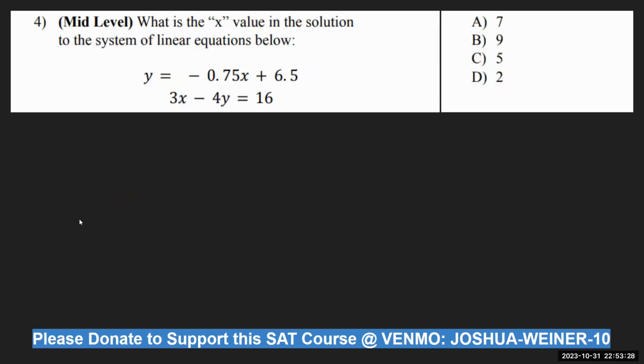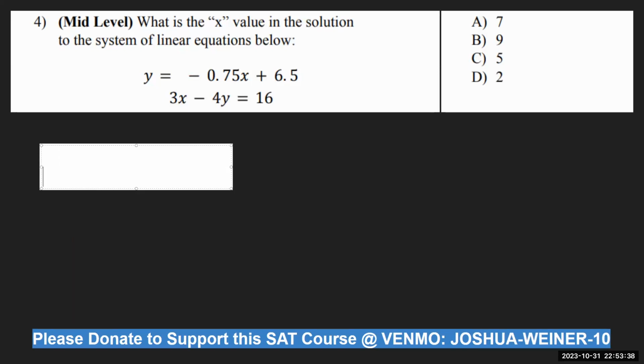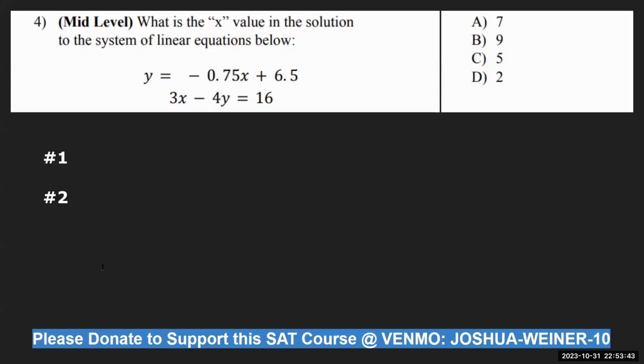Question 4. What is the x value in the solution to the system of linear equations below? Well, this is a little tricky, but the shortcut here is to look at that as equation 1 and equation number 2. So we'll do it that way. What I'm going to do is leave equation number 2 the same. I'll write it down here as 3x minus 4y equals 16.